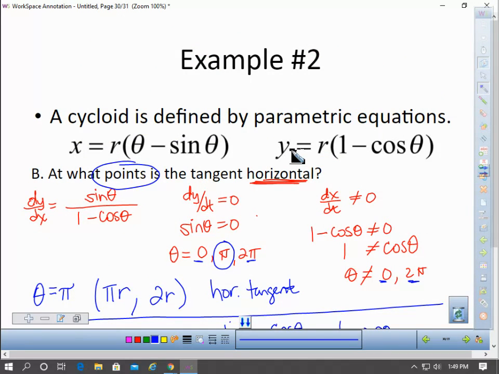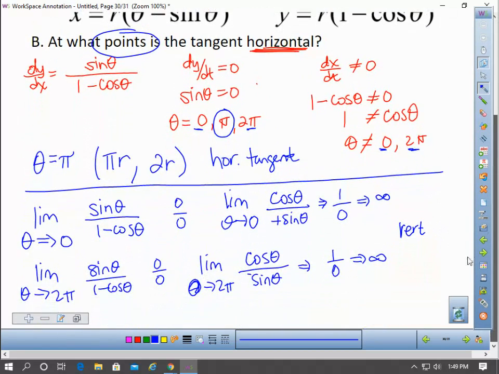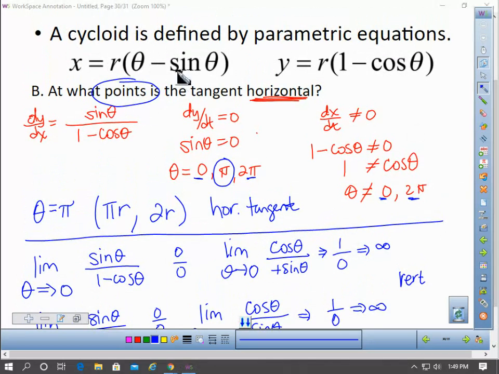So this is kind of a generic problem. So you can have a cycloid with different radii. So if this was a 5 here, then down here on my horizontal tangent line, I would put a 5 in here. So that would be at the point (5 pi, 10). If r was, say, 3, had a radius of 3 on your cycloid, then these r's would be 3s. So that would be (3 pi, 6).